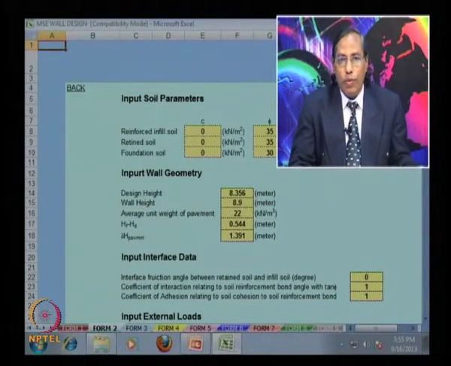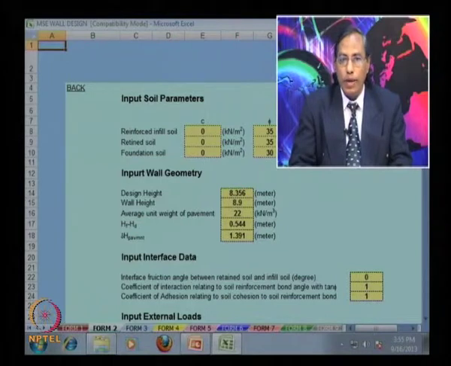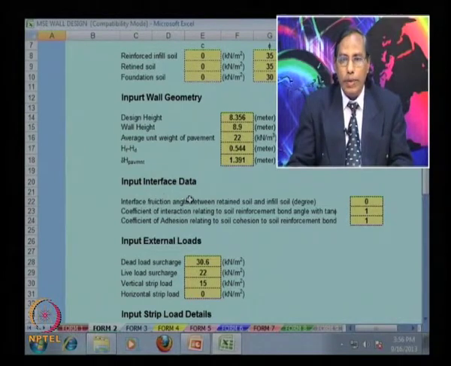Then what will be the input wall geometry? So, input wall geometry: the design height I have shown is 8.356 meter, and the wall height is 8.9 meter, and the average unit weight of the pavement is 22 kilonewton per meter cube, and HF minus HD will be equal to 0.544 meter, and this H of pavement is 1.391 meter.